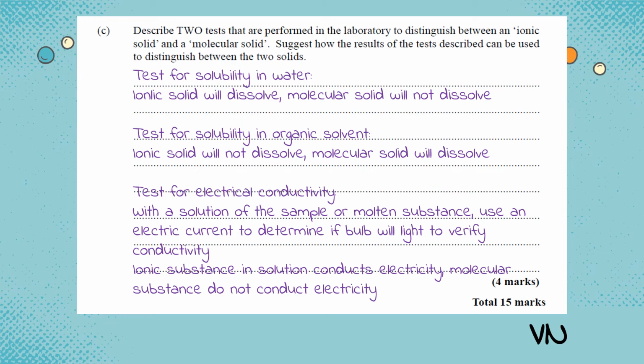We can use a test for solubility in organic solvent. In this case, the ionic solid will not dissolve, whereas the molecular solid will dissolve. We can also do a test for electrical conductivity. It says here that with a solution of the sample or molten substance, you're to use an electric current to determine if a bulb will light to verify conductivity. Ionic substance in solution form or molten form will conduct electricity, whereas a molecular substance will not conduct electricity.